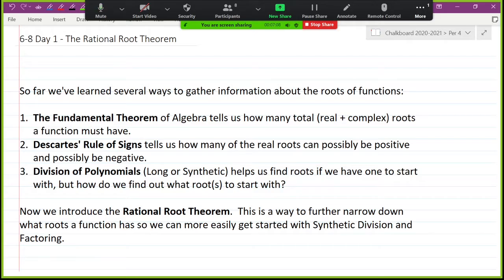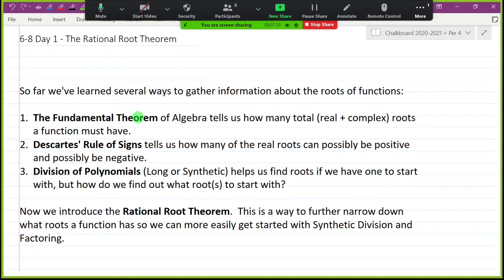Okay, welcome back. Today we're going to be talking about lesson 6-8, day 1, the rational root theorem. Up until now, we've learned a whole bunch of different ways to find the roots of a function, and different ways to find information about roots. For starters, we learned the fundamental theorem of algebra, and the fundamental theorem is pretty simple.